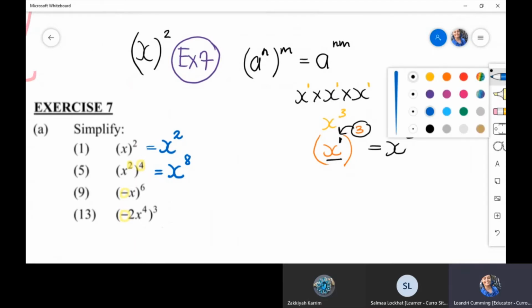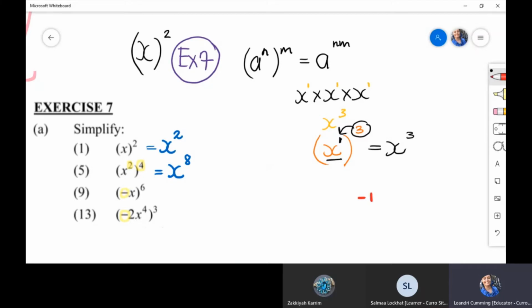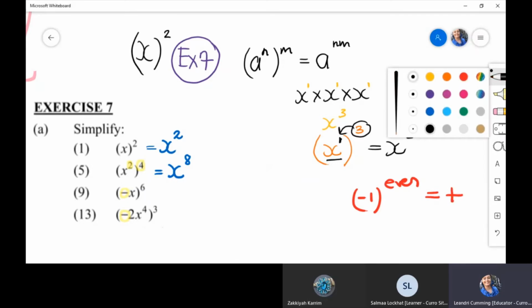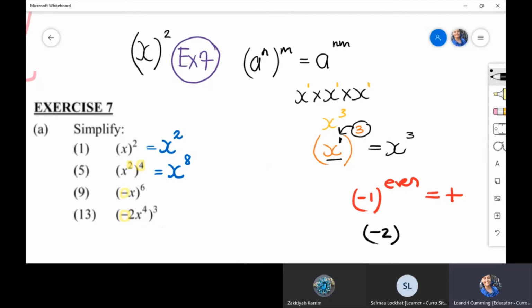We need to go back to our rules with signs. We said that when we have a negative value to the power of an even value, the answer is always positive. Example for that would be minus 2 to the power of 4 is a positive, not 8. This is 2 times 2 times 2 times another 2, which would be a positive 16.